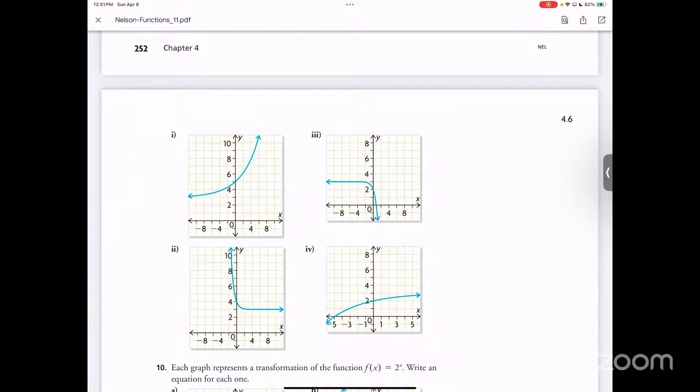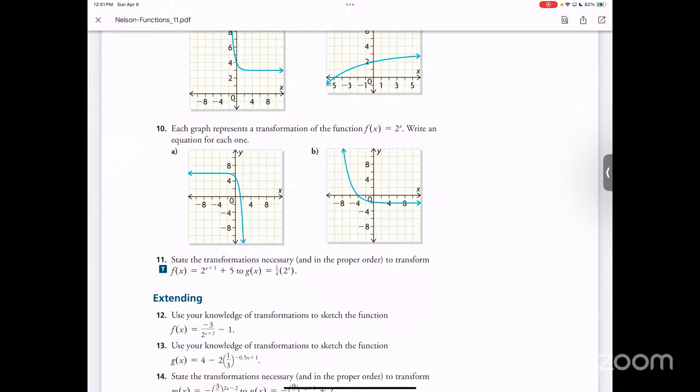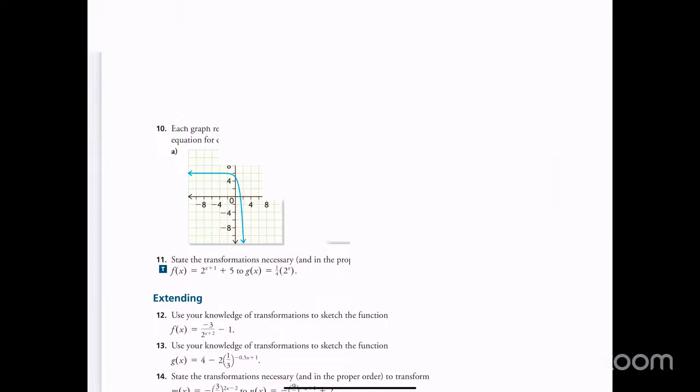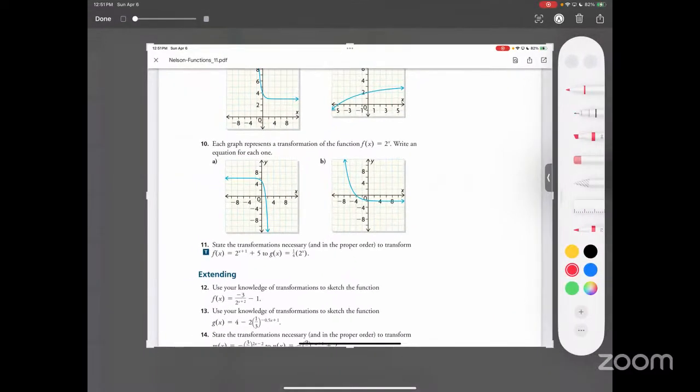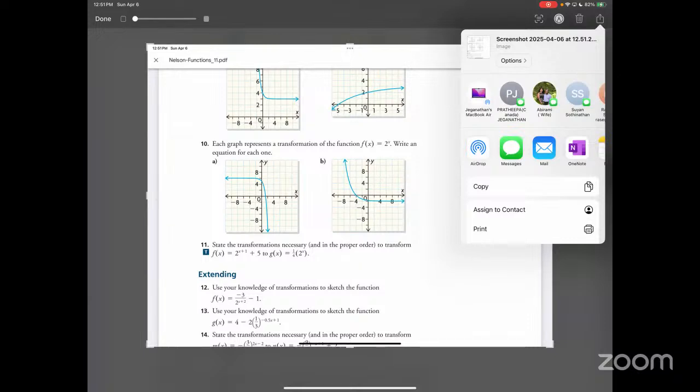So this can be a thinking question because you need to be able to identify the properties. Each graph represents a transformation. Write an equation for each one. Oh, this is going to be a little fun. I want to do number 10. So we need to talk about number 10.